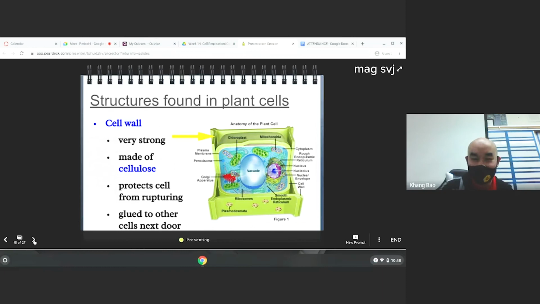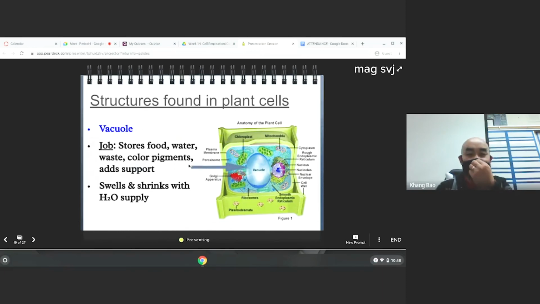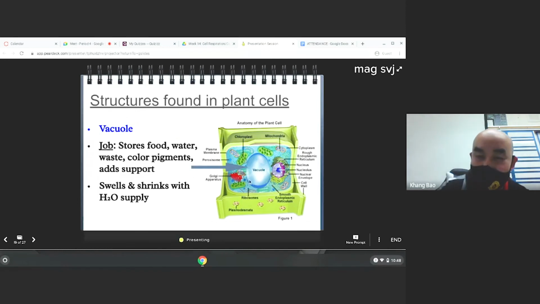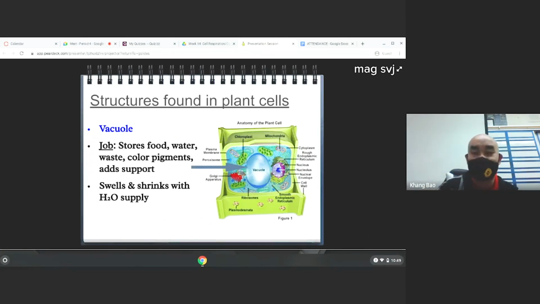Animals don't have it. Besides the cell wall, plants also have this giant structure called the vacuole. Animals have vacuoles too, by the way, guys. Animals do have vacuoles, but plants have a giant vacuole. What is the function of a vacuole? Well, its job is to store food, water, waste, and color pigment. The plant shrinks or swells up depending on how full the vacuole is.